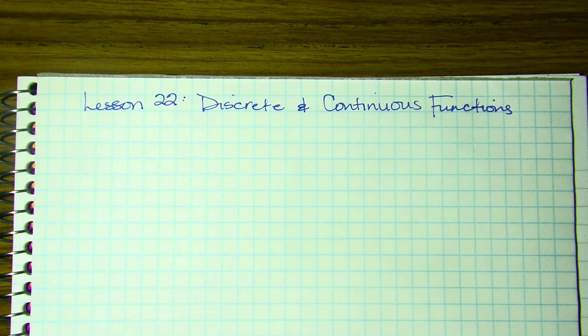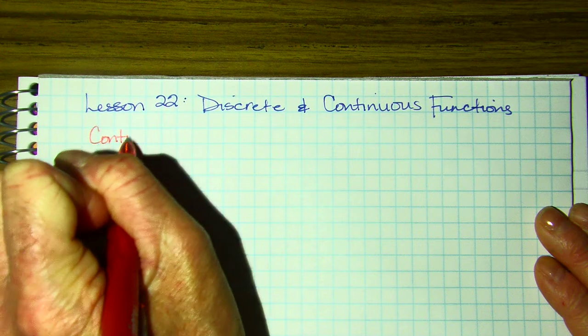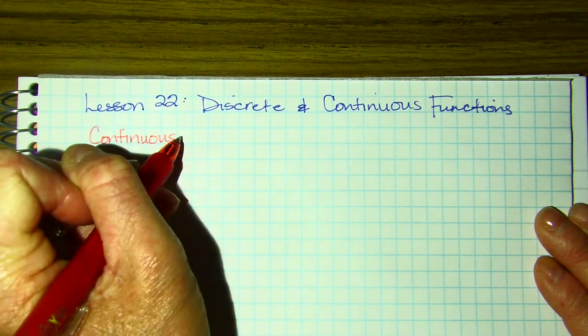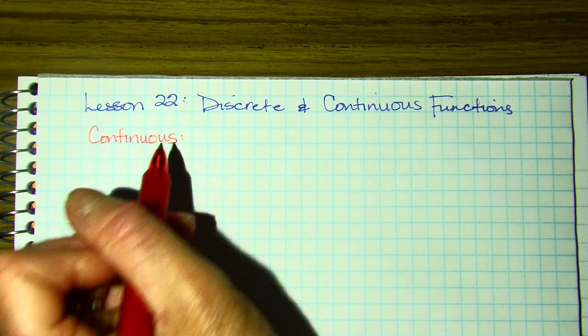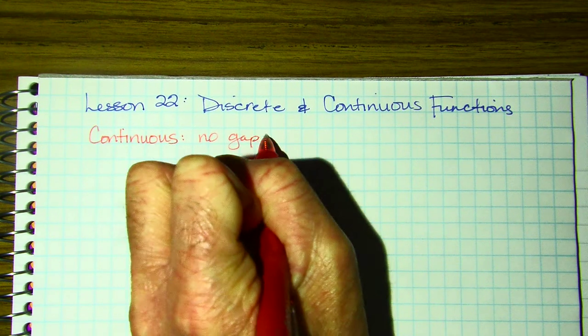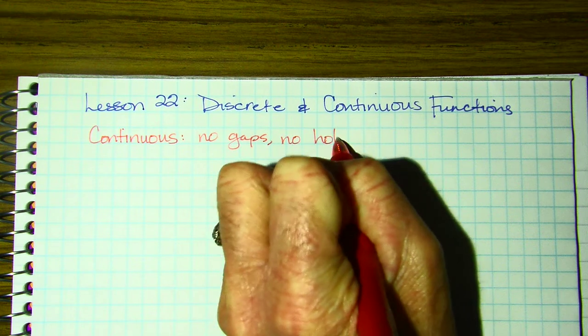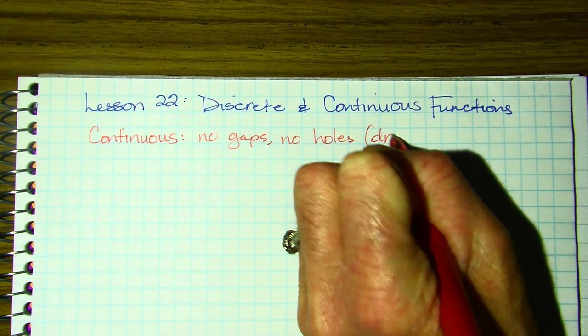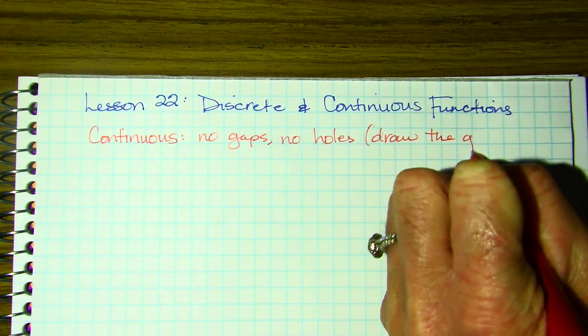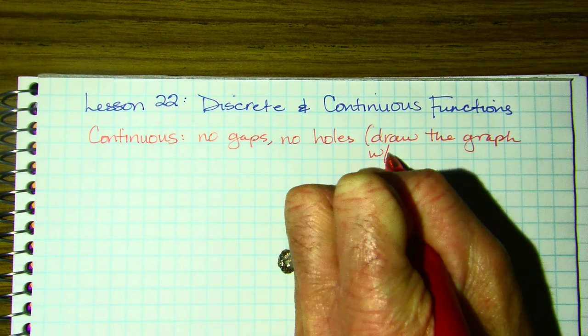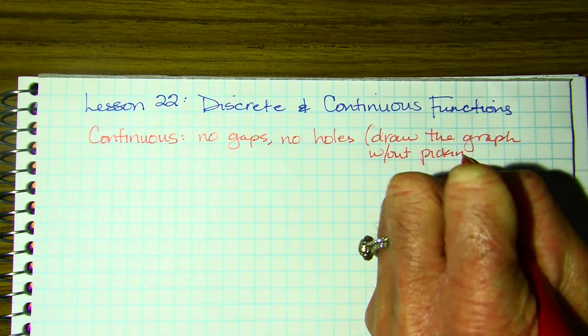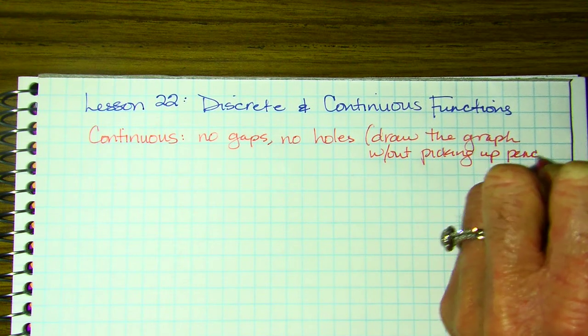22 is pretty simple. It's on discrete and continuous functions, and we're going to practice what domain and range look like. So let's first start with defining our functions, and then we'll do one of each. So the first term is continuous. A continuous function has no gaps, no holes. I would be able to draw the graph without picking up my pencil. Okay, so it's a continuous line.